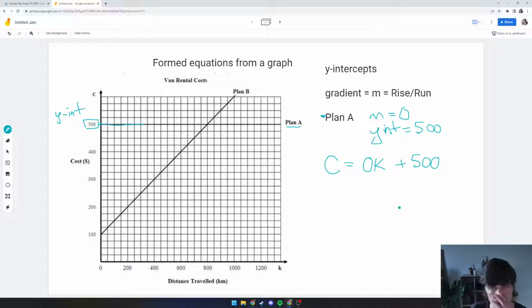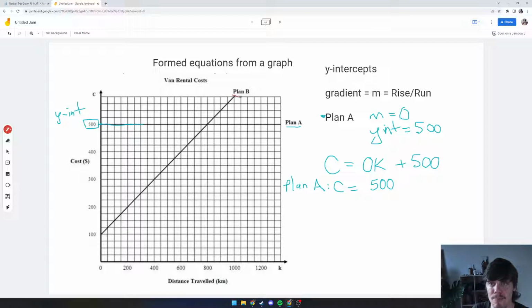But we know that if the gradient is 0, 0 times k, 0 times anything just disappears. So actually, plan A is just c equals 500. And if you want to get good marks, you need to write plan A. You need to communicate what you have found. So plan A, C is equal to 500. That's it. So now let's go on to the next plan.